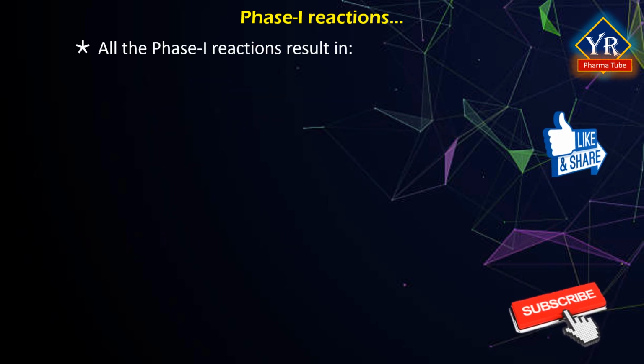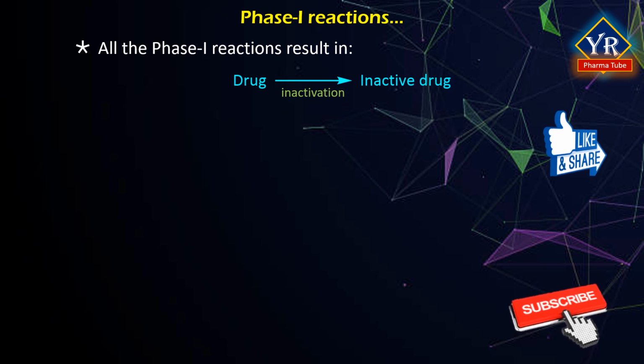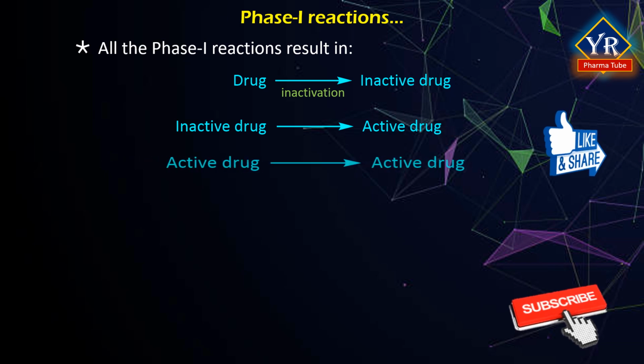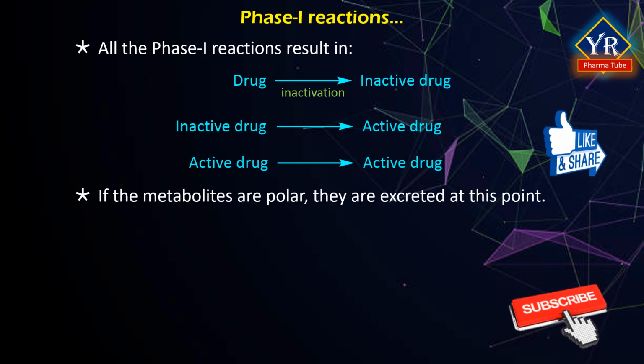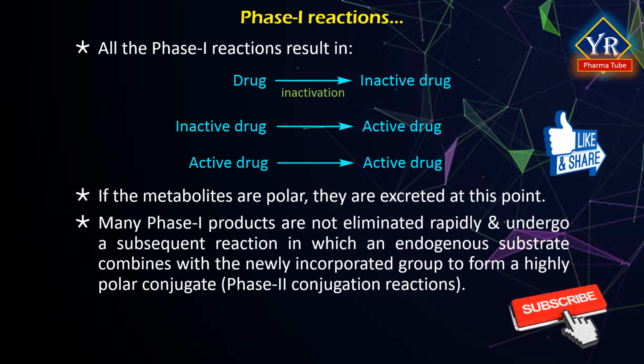All the phase 1 reactions can result in the activation of a drug, the conversion of an initially inactive compound into an active drug, and the conversion of an active drug into another active drug. If the metabolites of phase 1 reactions are sufficiently polar, they may be readily excreted at this point. However, as explained above, many phase 1 products are not eliminated rapidly and undergo a subsequent reaction in which an endogenous substrate combines with the newly incorporated functional group to form a highly polar conjugate.